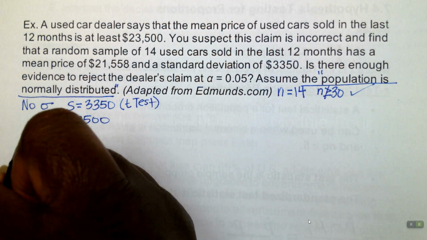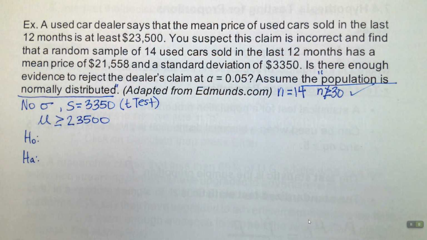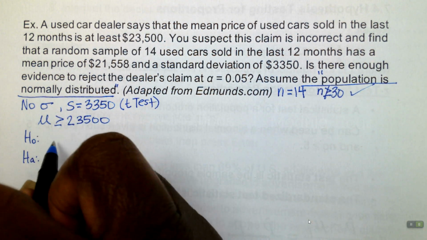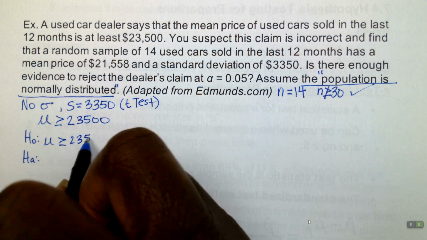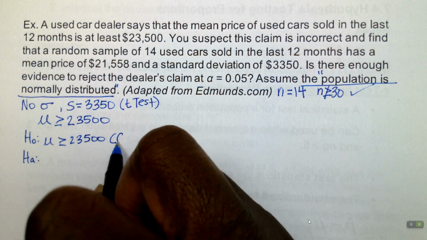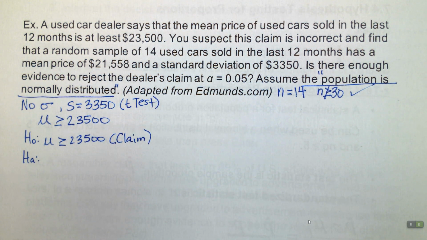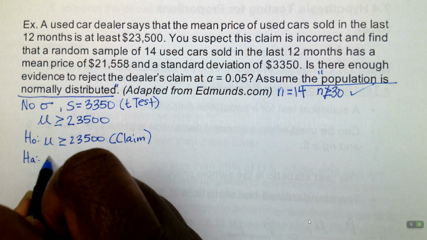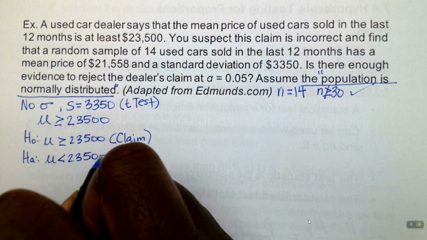So where does this go? Because this is included, it goes into HA. Good. And what is the complement of at least? So this was going up, so the complement is going to be going down, or less than.